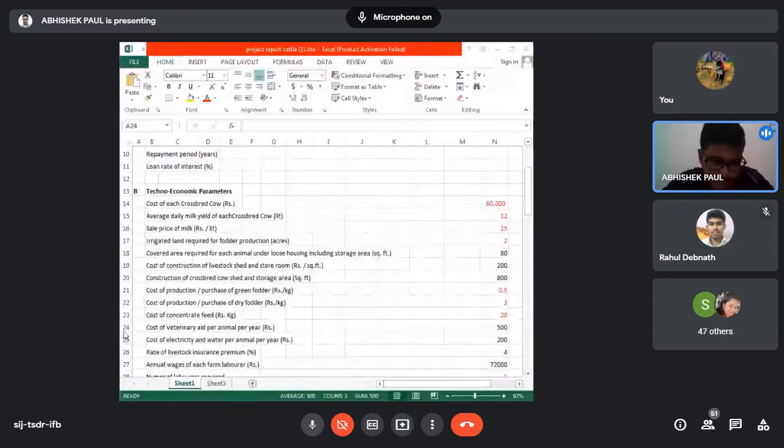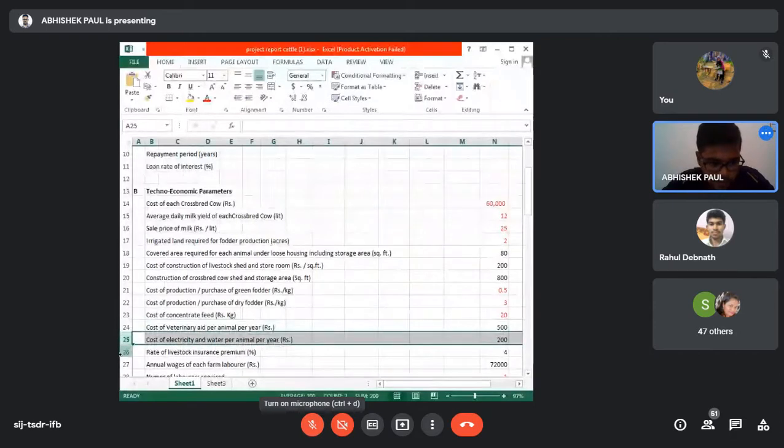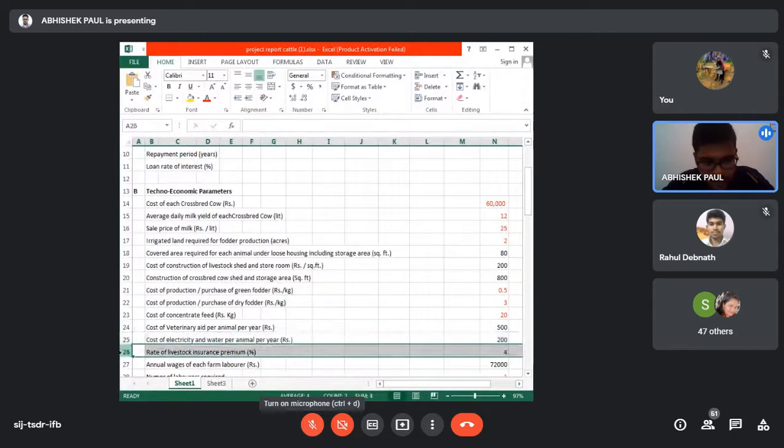Where is it coming from? Cost of veterinary aid, then cost of the electricity bill. Okay, so livestock insurance, where is it coming from? It is coming because nowadays the government is asking the owner to do the insurance of the cow. If suddenly an animal dies, then they can claim the amount from the government.